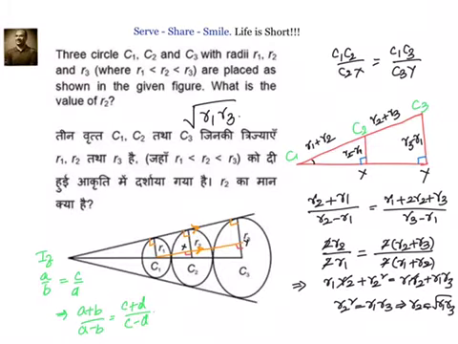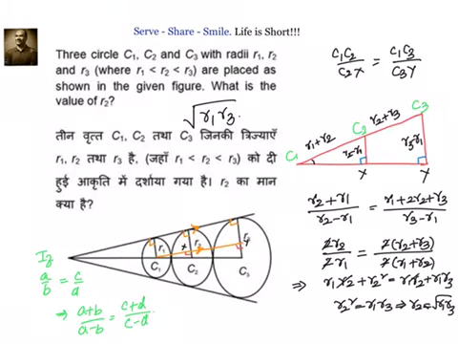Let's have a recap of how we have done that. We have been given that three circles with radii R1, R2 and R3 are placed in such a way that, as shown in the figure, we have to find out the value of R2 in terms of R1 and R3. So we have drawn a line parallel to the common tangent.